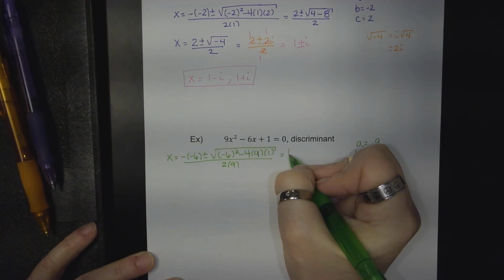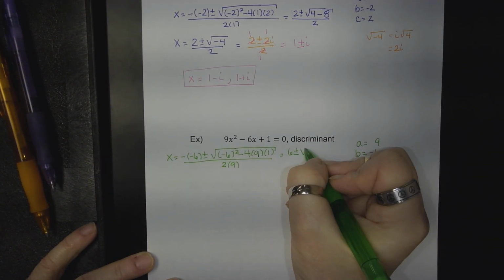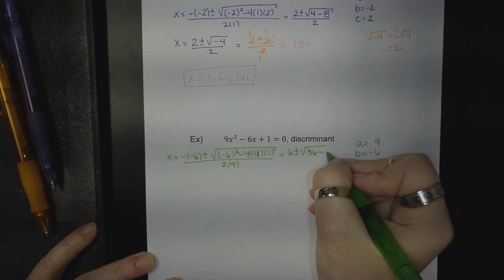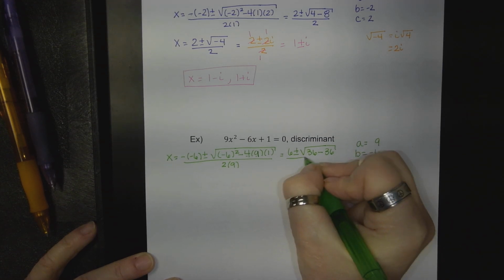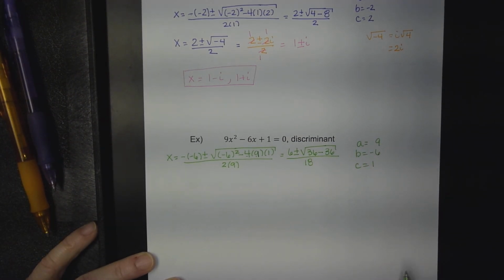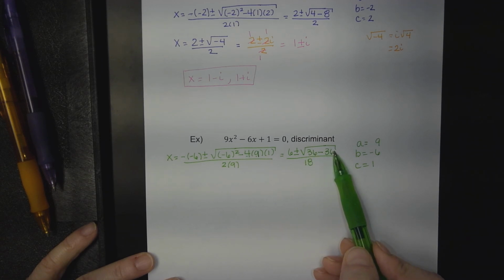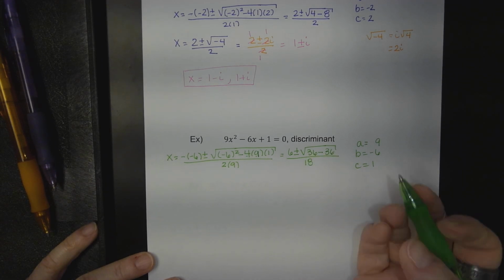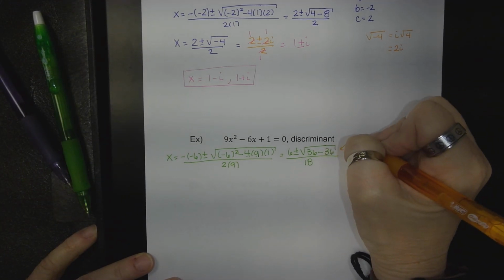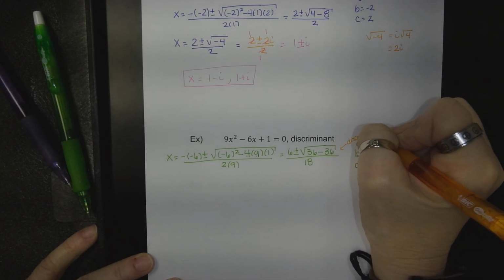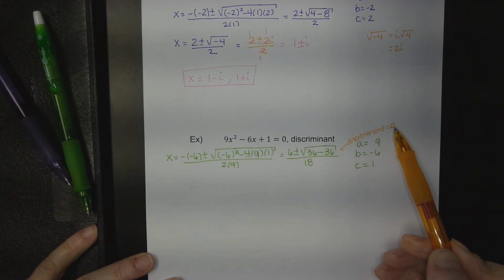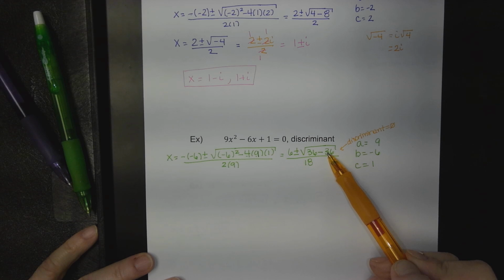That's going to equal 6 plus or minus the square root of 36 minus 36. So if we look at our discriminant, that gives us a 0, right? So that's different. And if you remember, when the discriminant is 0, we're going to have a repeated answer.